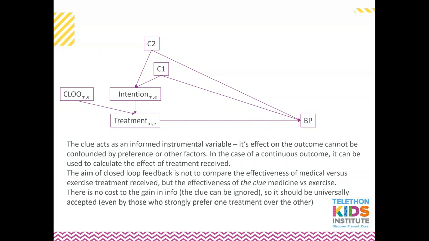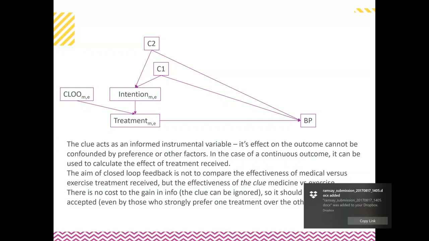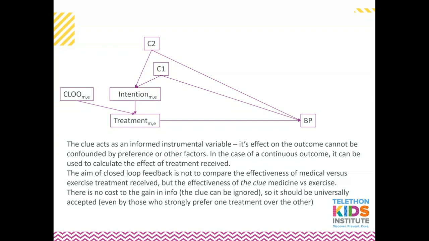So even if Mrs. Jones has a preference for one treatment or another, because there's no obligation for her to accept the clue, even those who strongly prefer one treatment or another should, as there should be no barrier to them receiving this random treatment recommendation. She can do no worse by taking that clue. So if there are only two options, even if her preference is medicine, but she receives a clue that is for exercise, then that gives her some evidence that exercise may actually be better than medicine for her. And she can either agree to accept that or reject that piece of evidence.